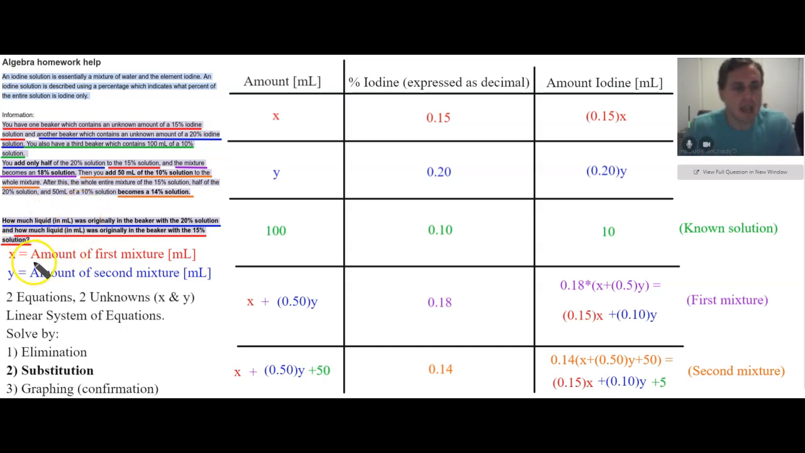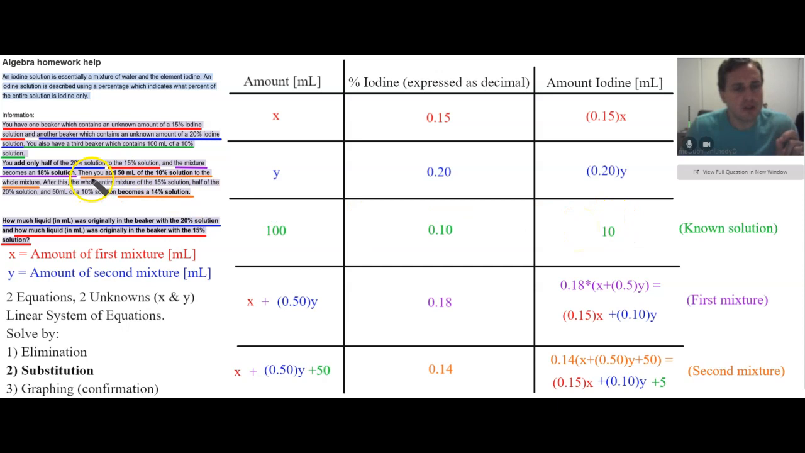First of all, let's call the amount that's in the first beaker, in milliliters, X, and let's put that in red. We know it's 15% iodine. The amount of iodine is 0.15 as a decimal multiplied by X, which is in milliliters. The second mixture is Y, and that's 0.20 times Y to get the amount of iodine. For the known third beaker, it's 100 milliliters, 10% iodine solution, multiplying them, that's 10 milliliters of iodine, that's known.